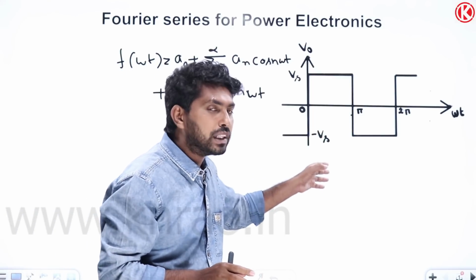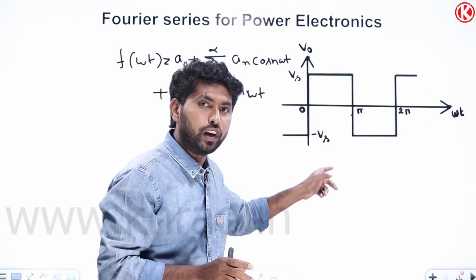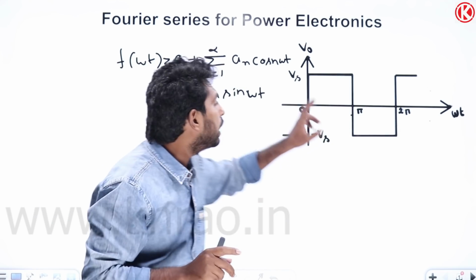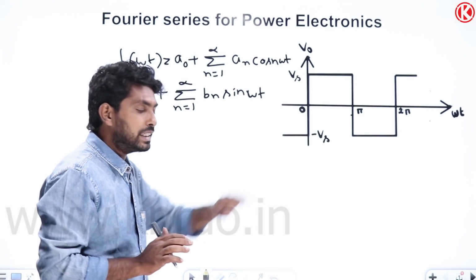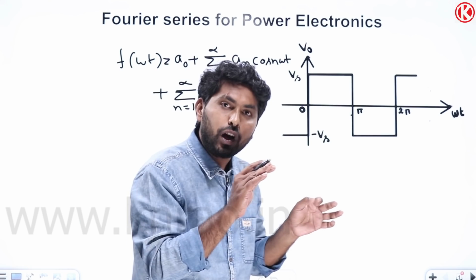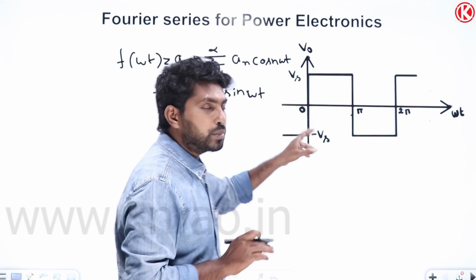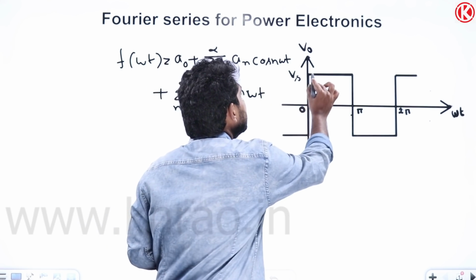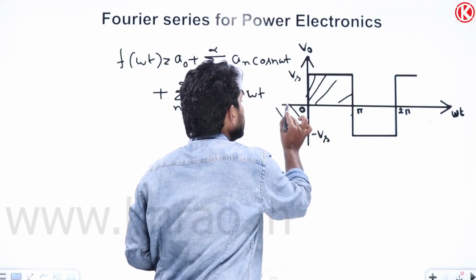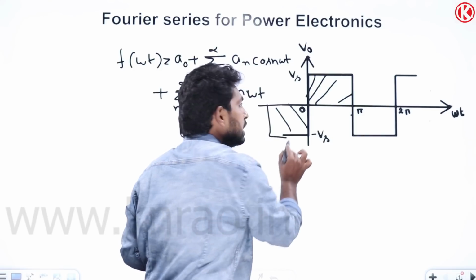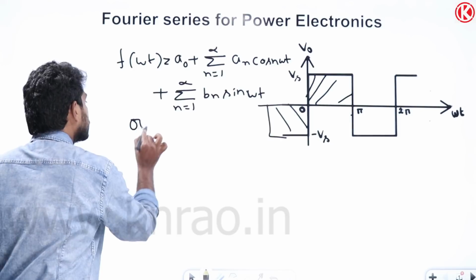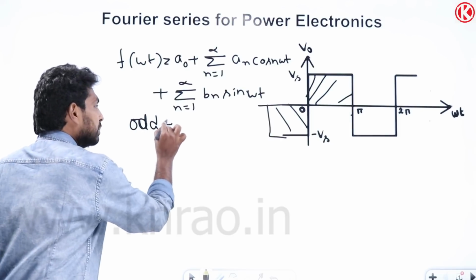If you can remember this Fourier series expression, this is one of the waveforms. I said three waveforms, and this is one of them. Now let me find the Fourier series expression for this. First we need to find whether it has odd symmetry or not. If you observe this waveform, it is symmetric about the origin. So it is an odd waveform, it contains odd symmetry.